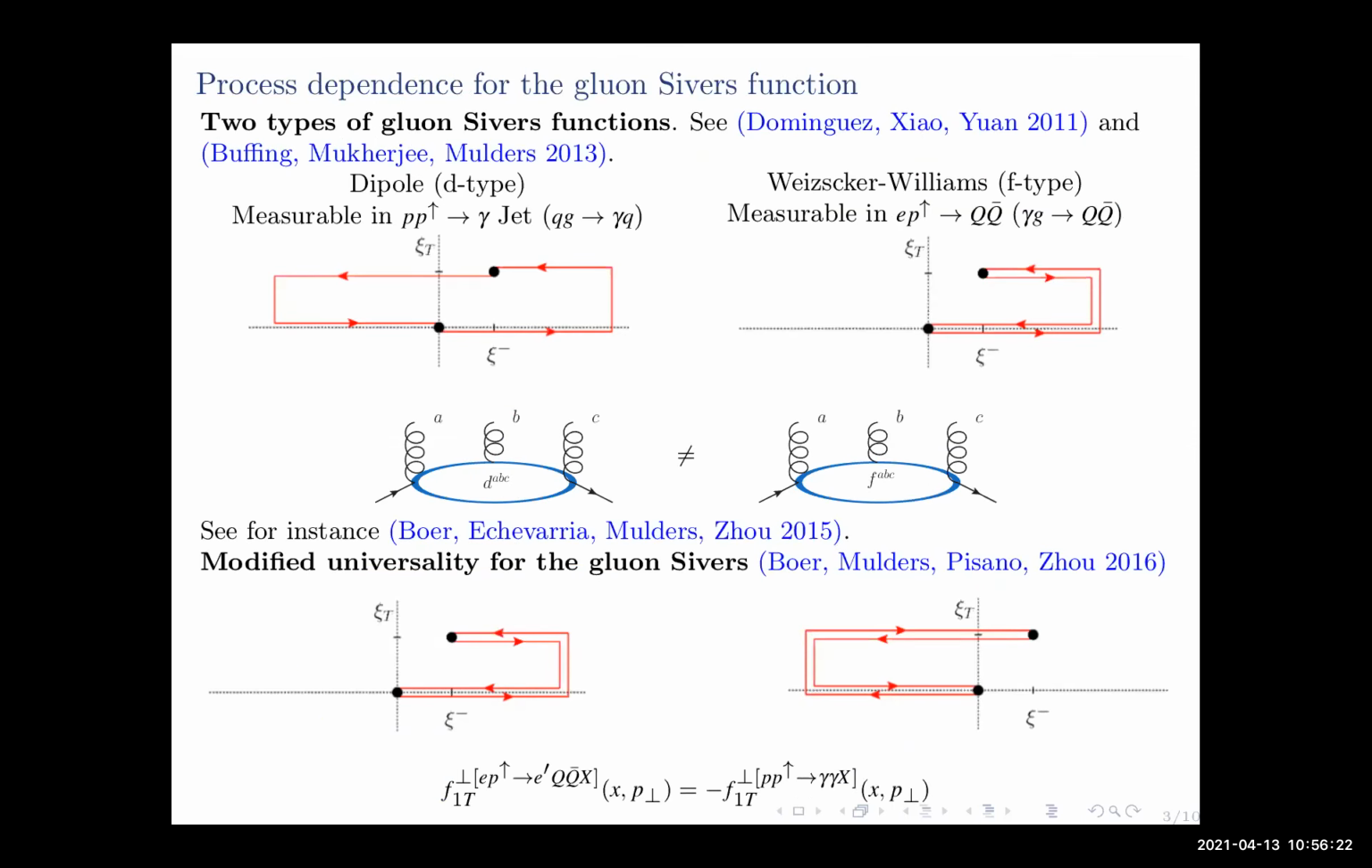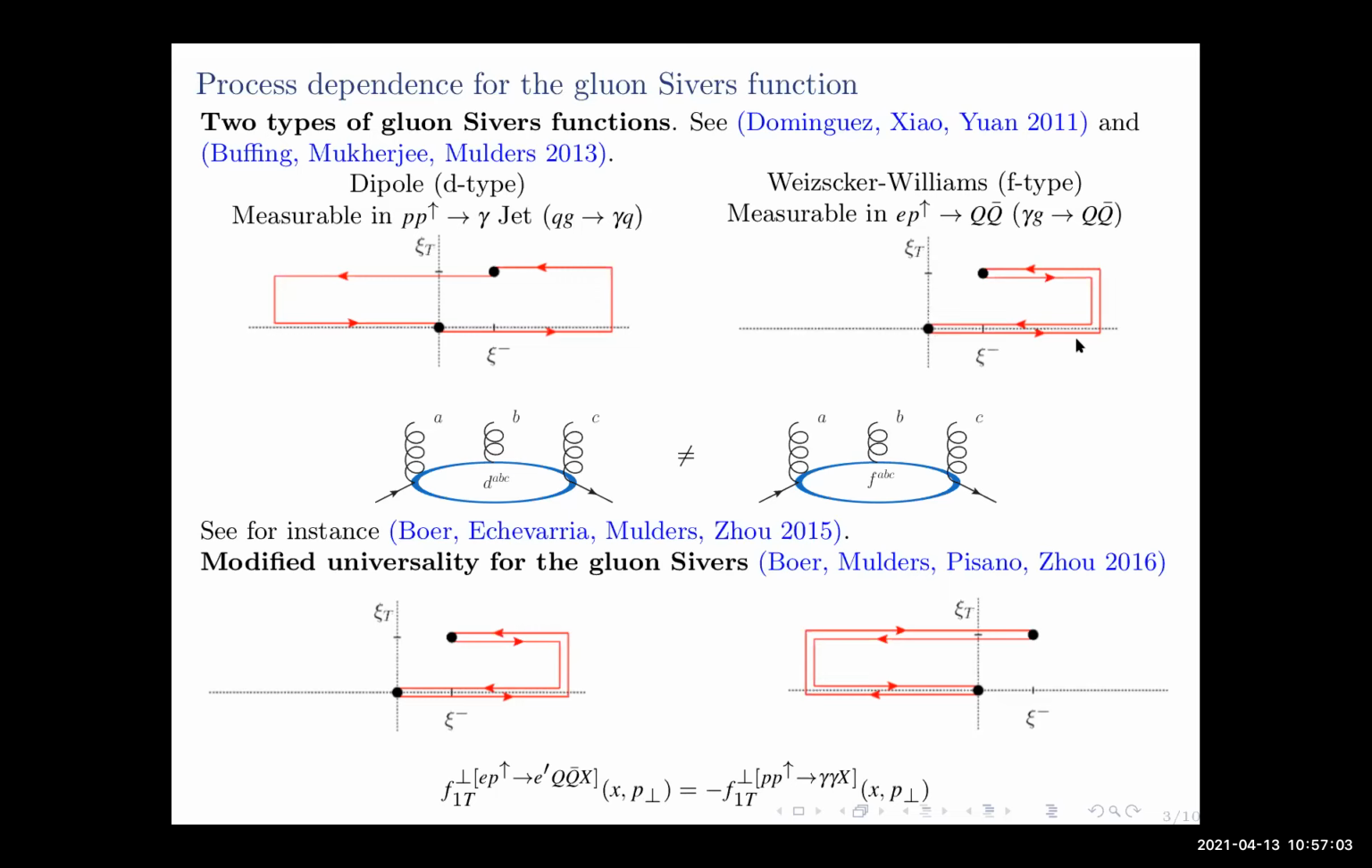It turns out that the process dependence for the gluon Sivers function is actually much more complicated than for the quark Sivers function. There are two types of gluon Sivers functions. The first is the dipole type, or D-type, gluon Sivers function, and this is measurable, for instance, in pp to gamma plus jet. You can see, just by studying the partonic channel, that the Wilson line for this process looks as follows. The second type of gluon Sivers function is the Weizsäcker-Williams, or F-type, gluon Sivers function, which is measurable, for instance, in ep to heavy quark pair production. And again, by studying the partonic channel, you can see that the Wilson line for this process looks as follows.